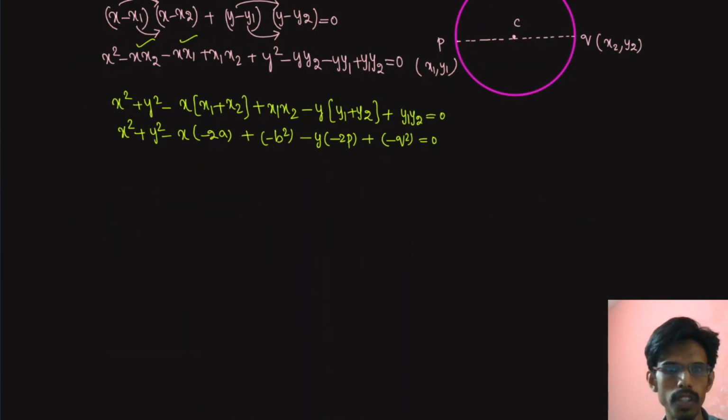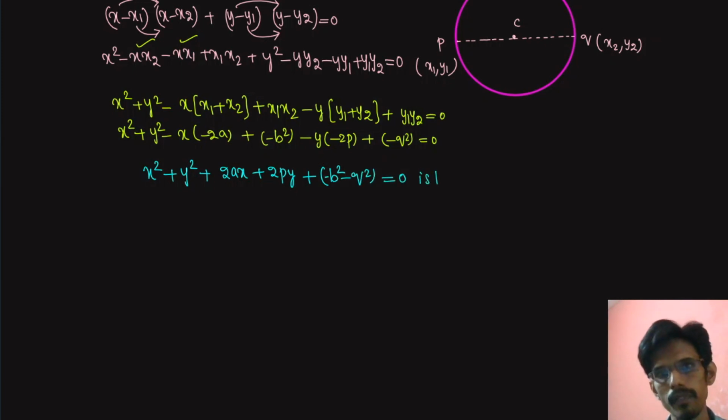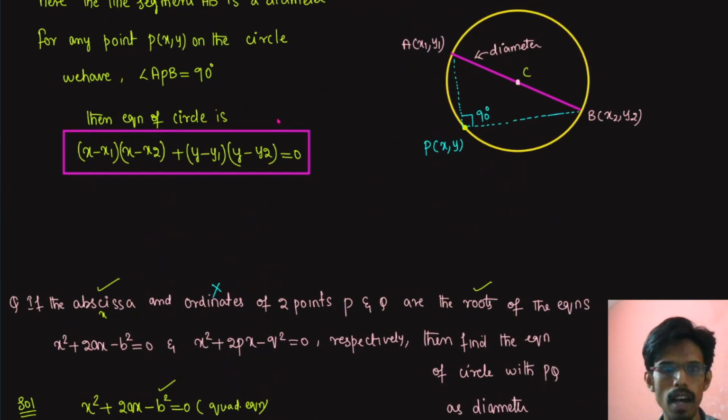We have substituted these. Now this will become x square plus y square plus 2ax plus 2py plus b square minus q square equal to 0, which is the required equation of circle. This will be the answer for this question.